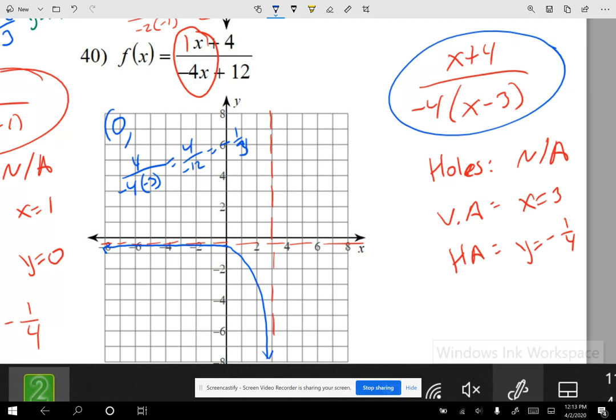Now to the right of my asymptote, I'm going to think of a value of x. To the right of my asymptote, so I'm going to think, what about 4? x equals 4. So that gives me 8 over negative 4 times 1. 8 over negative 4, so that's negative 2. That's that.